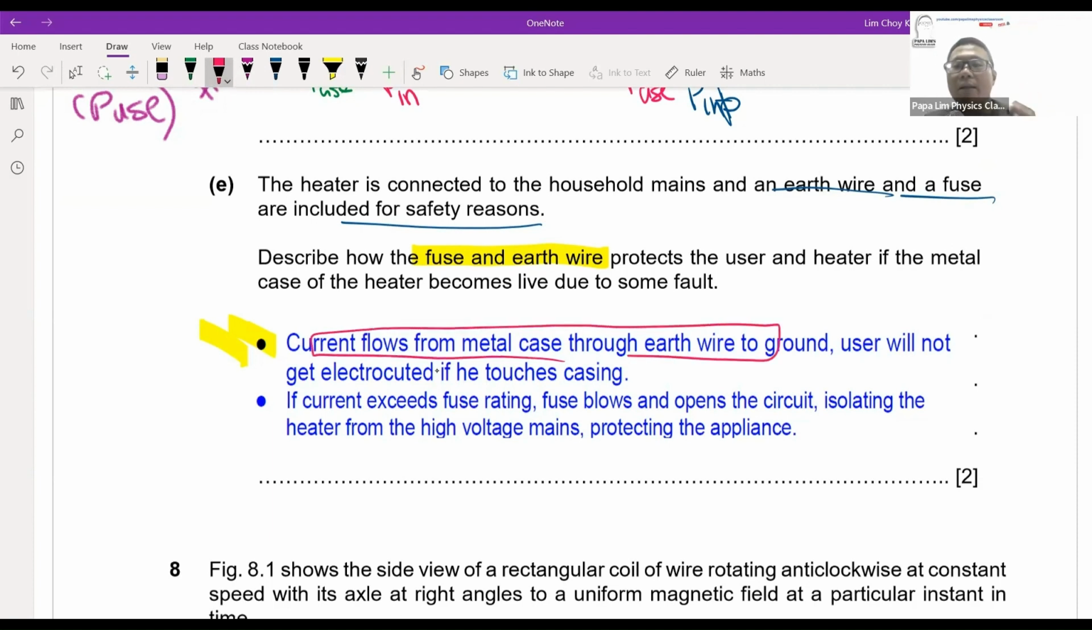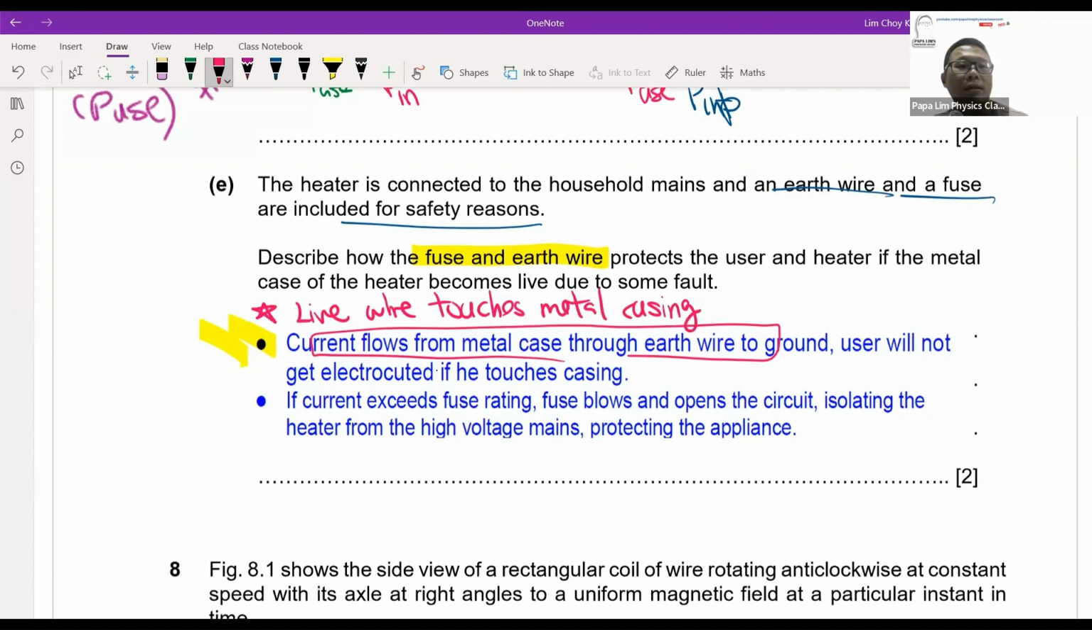Okay, you'll find that at this moment, when current flows through the earth wire, the casing is actually live. And why does current flow through a metal casing? It is because the live wire touches the metal casing. Okay, and this is one of the main reasons why the earth is live.